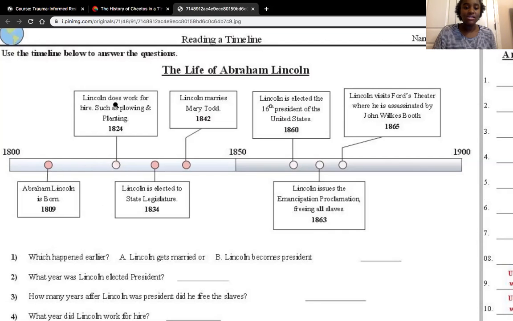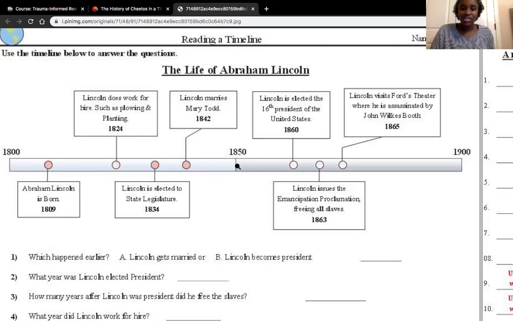So Lincoln does work for hire, such as plowing and planting. So working for hire means he'll do random jobs around where he lived, such as plowing and planting and cleaning and stuff like that. So he worked for hire for a little bit. In 1824, Lincoln is elected to the state legislature, in 1834. Then he marries his wife, Mary Todd, in 1842.